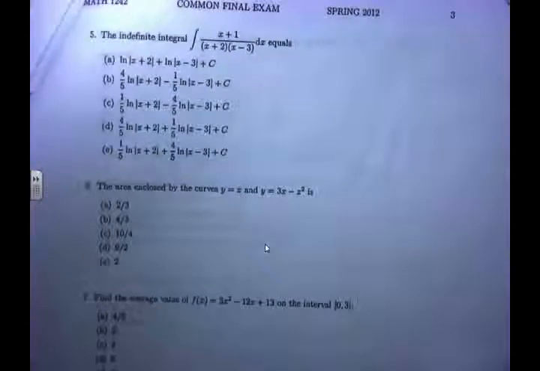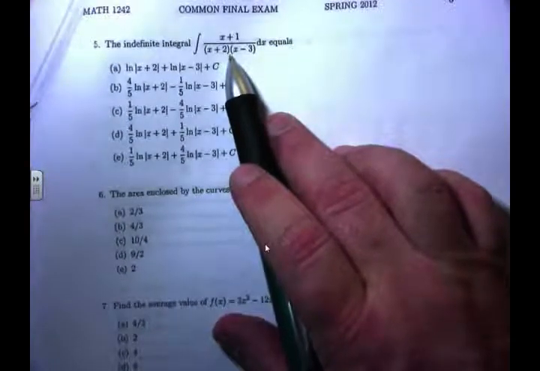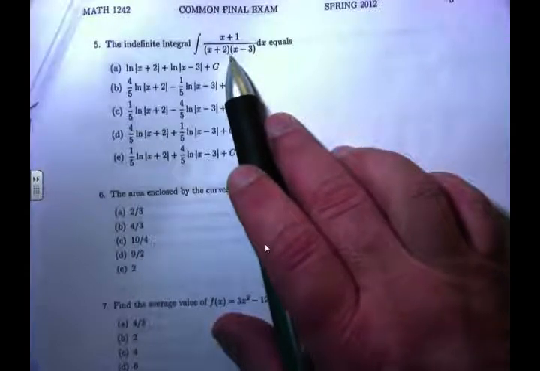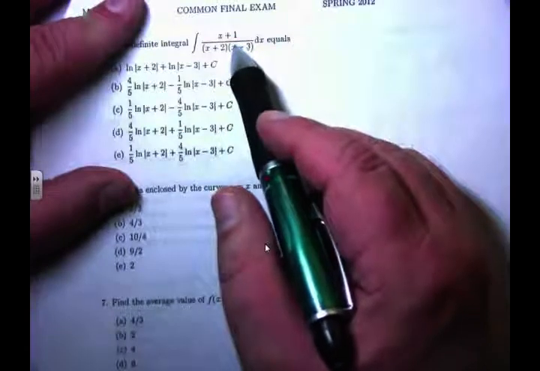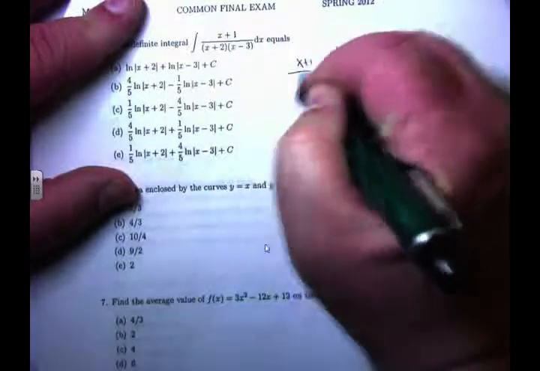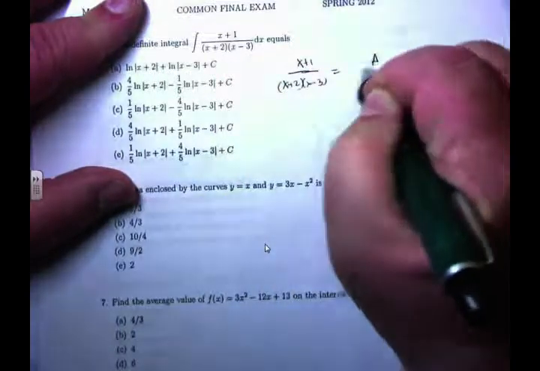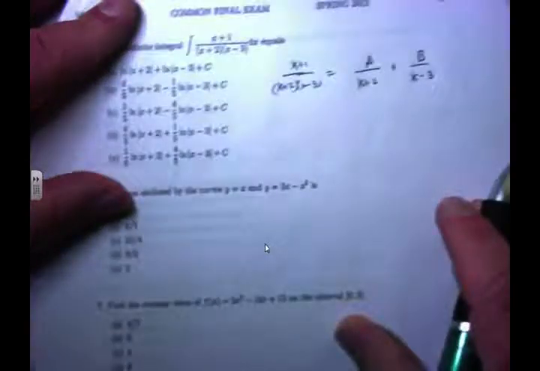All right, what about this kind of problem here? What are you trying to integrate? You're trying to integrate a fraction where the denominator did what? They wrote it like this to help you guys out. What's the denominator doing? Factoring. So, how do I integrate something with factors? What technique of integration am I going to use? Partial fractions. I'm going to take this x plus 1 over x plus 2 times x minus 3 and break it into A over x plus 2 plus B over x minus 3.